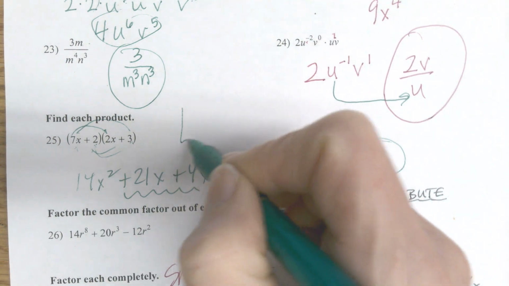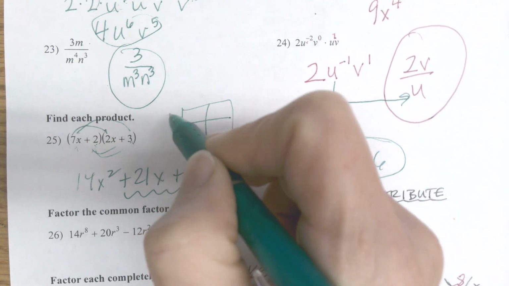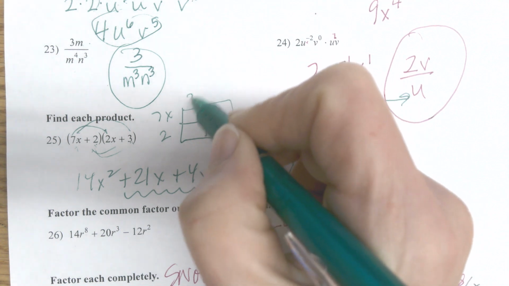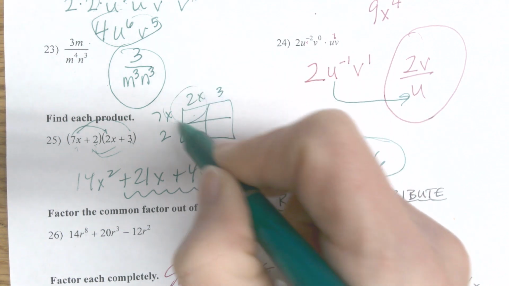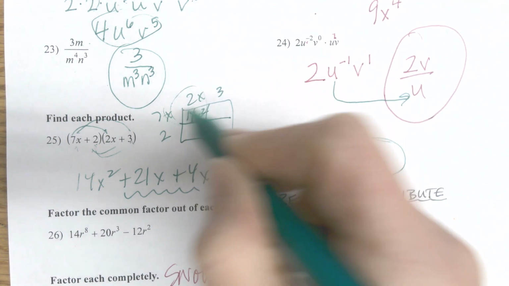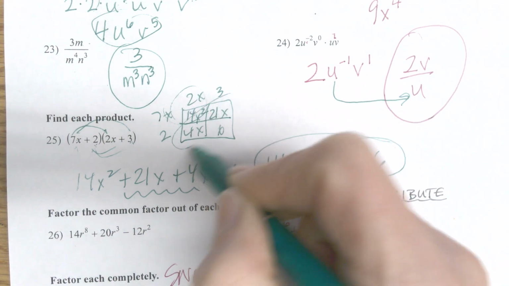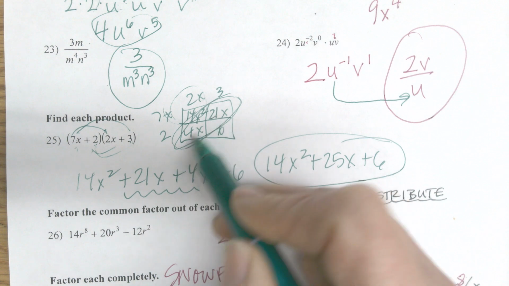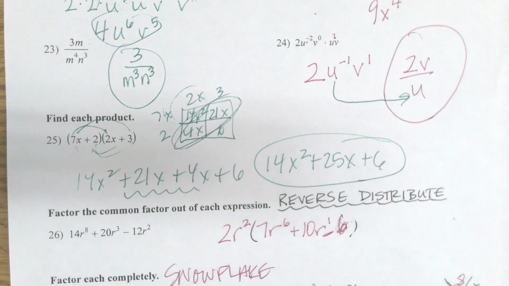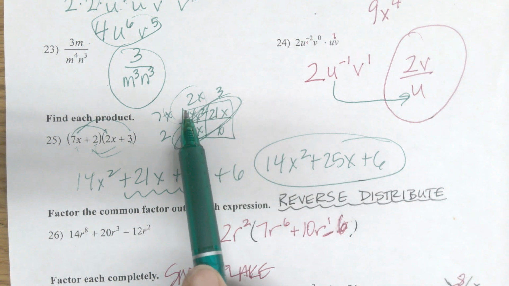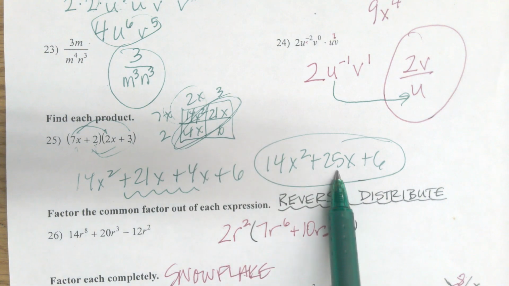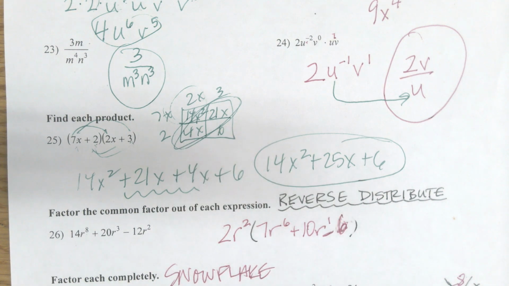If you want to draw this out in the box method, you can as well. I put 7x and 2, 2x and 3, and then you remember you multiply these out. 14x squared, 21x, 4x, 6. The diagonals should be like terms, so I'm going to combine those. I should end up with the exact same answer. 14x squared plus 25x plus 6. So either way, whichever one feels better for you, go with it.